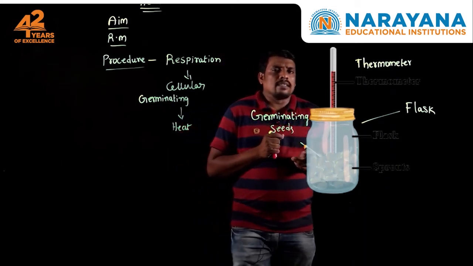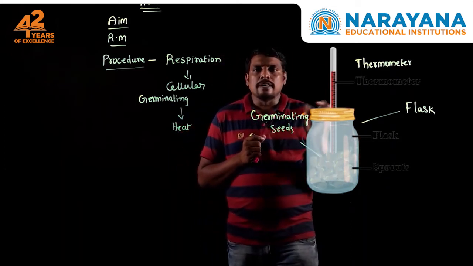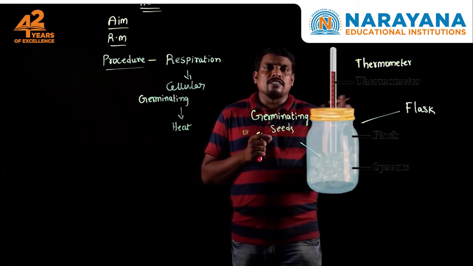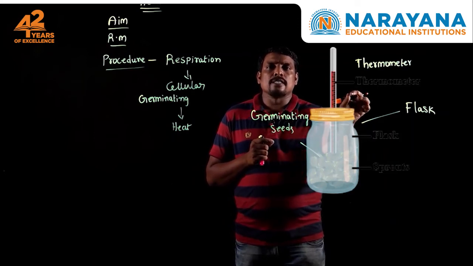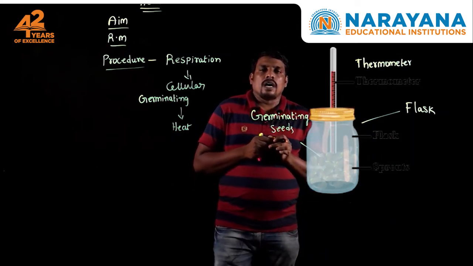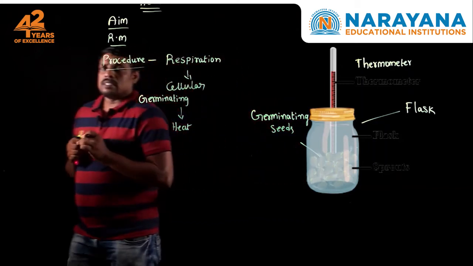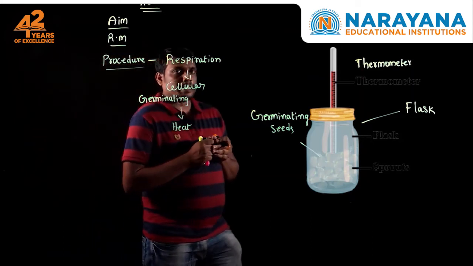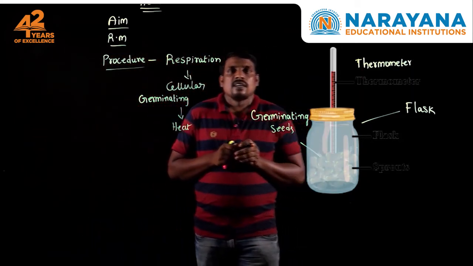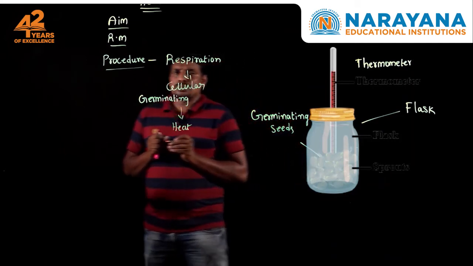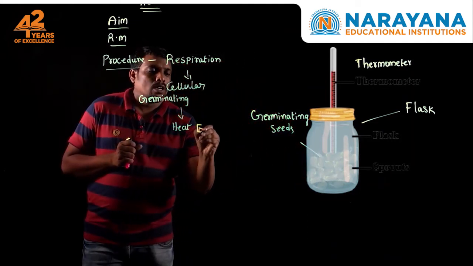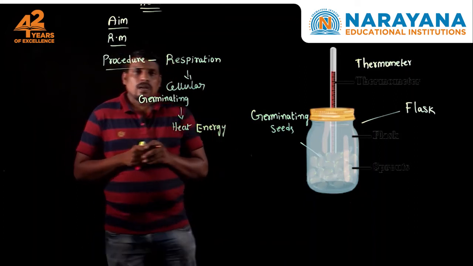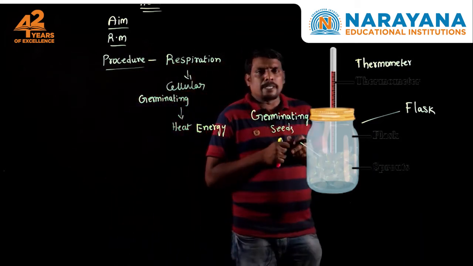The energy produced by germinating seeds is released and reacts with the mercury that is present in the thermometer, and when it reacts with the mercury, we do know very well, it expands on the scale of the thermometer. It shows that germinating seeds are able to produce heat energy during the time of respiration. Okay? This is the experimental procedure.